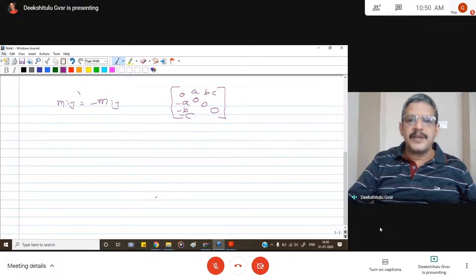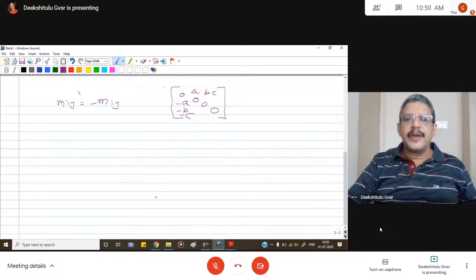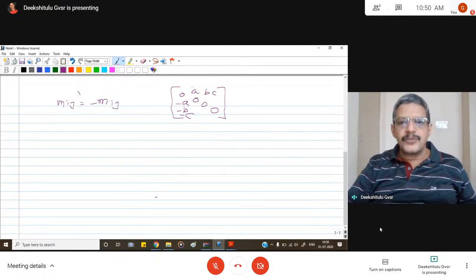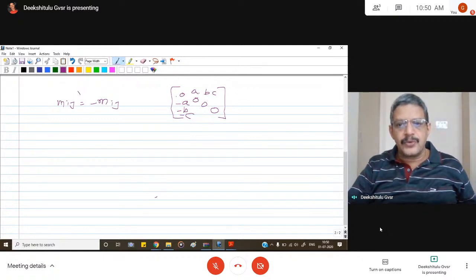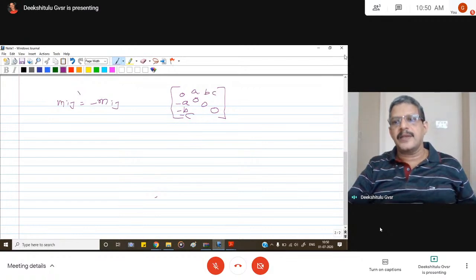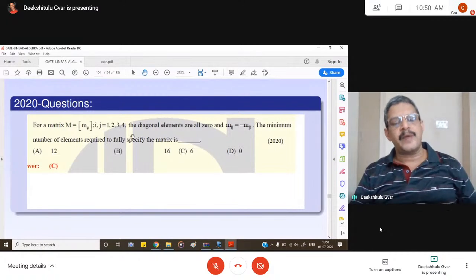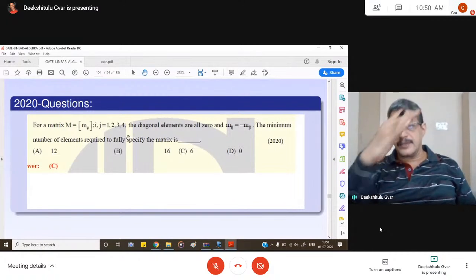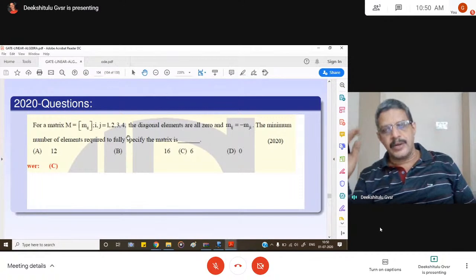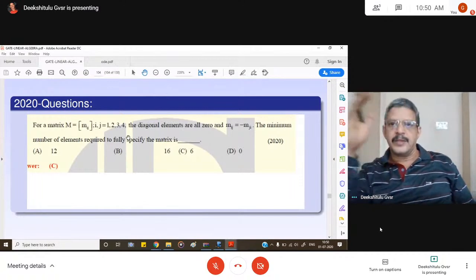Minimum number of elements required. Once you know the upper triangular elements, you don't need the elements of the lower triangular matrix. That is the principle. So this is a 4 by 4 matrix. Okay. So diagonals are zeros. How many elements are above the diagonal?